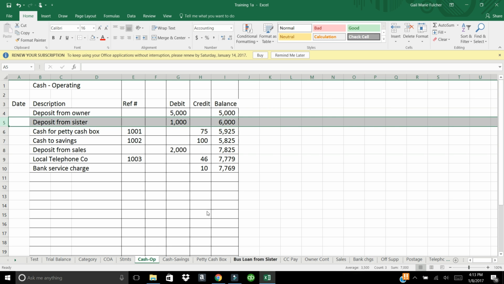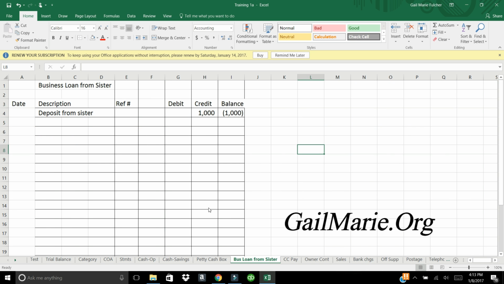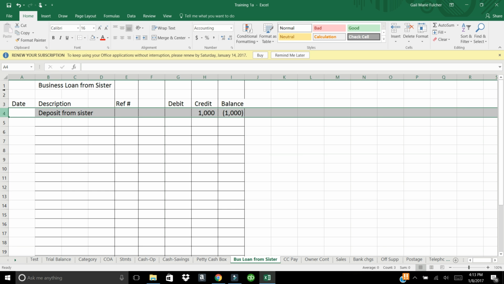The other side of that entry, remember every transaction has to have two sides, a debit and a credit. Very, very important. So the other side of the entry is in the liability section. That's where we put the credit. Deposit from sister, $1,000 in the credit column, and our balance is $1,000.